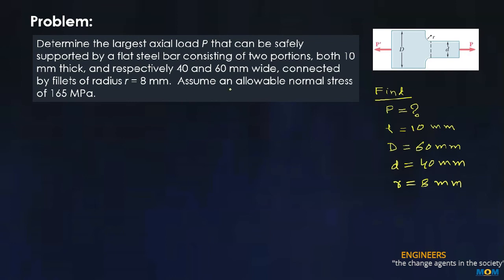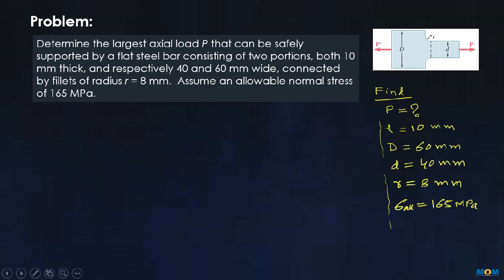millimeter. Assume an allowable normal stress of 165 megapascal. So with this information we have to calculate the value of the load that is going to be safe for this very member, the steel bar. So how to proceed?